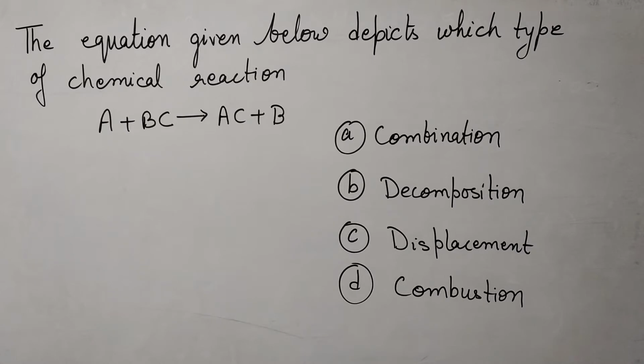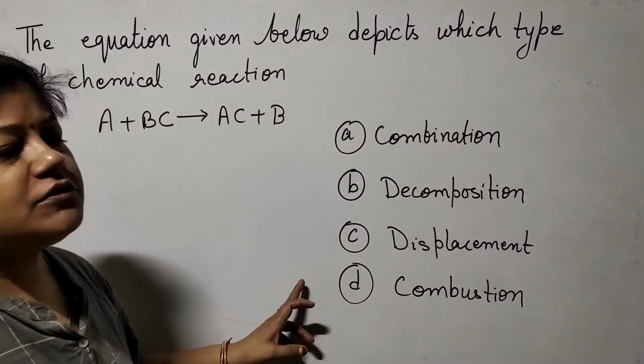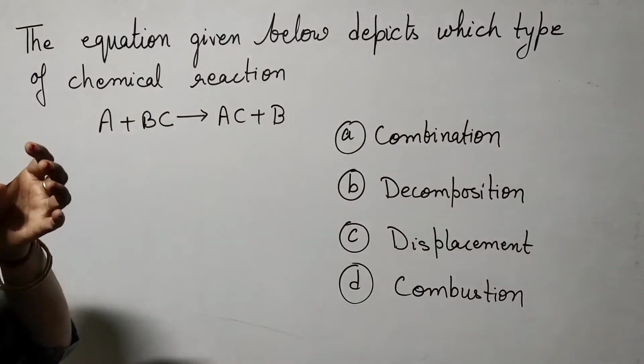The equation given below depicts which type of chemical reaction? A plus BC forms AC plus B. The options are combination, decomposition, displacement and combustion. Now before I tell you which option is the right one, I will tell you some basic concepts.